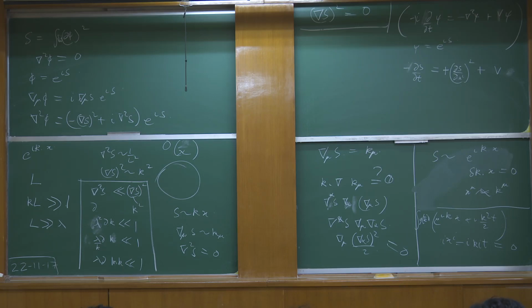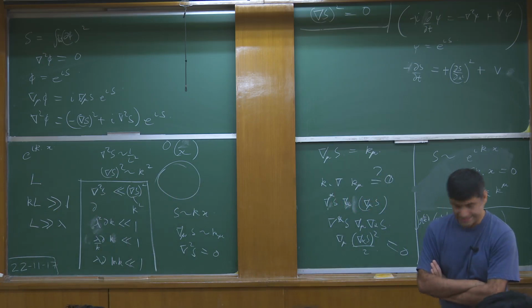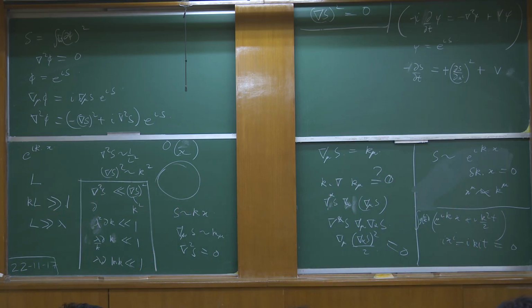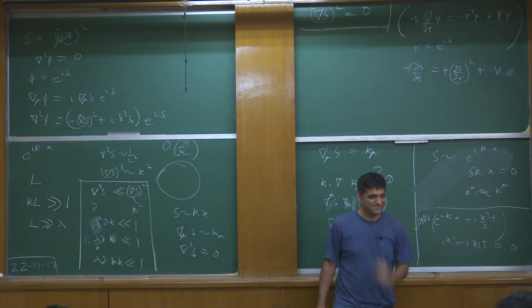Yes. Yes. This k^μ is ω k. It's the usual four-vector of the massless particle. Is this clear? Okay. It's clear that that's the case because, see, that's what it was. ∂_μ S was the guy that was k·x locally.